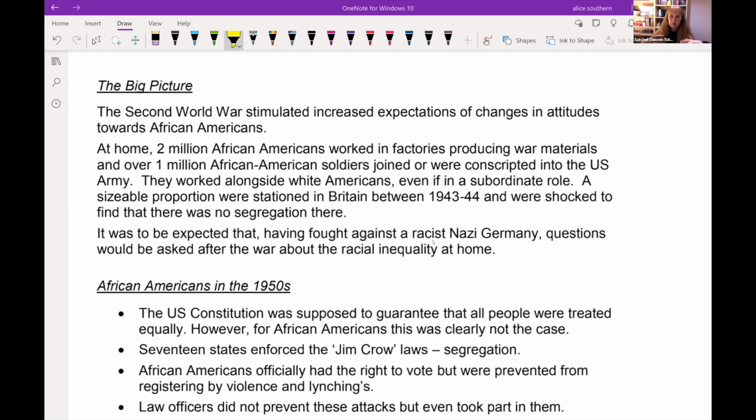So let's have a look at the big picture and where the civil rights movement actually came from. Increased expectations of changes in attitudes towards African Americans, as we've just said. At home, 2 million African Americans worked in factories, producing war materials. So this means that they are still working towards the war effort. They're still contributing to the war, okay? They're still serving their country, though they're not at the front at this time.